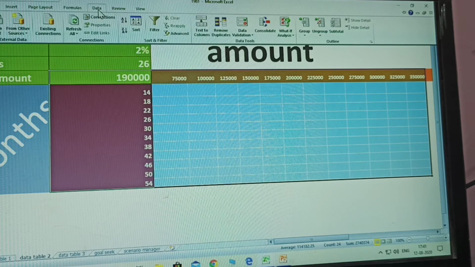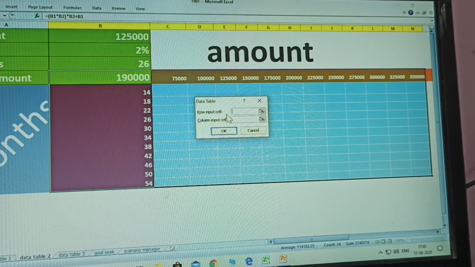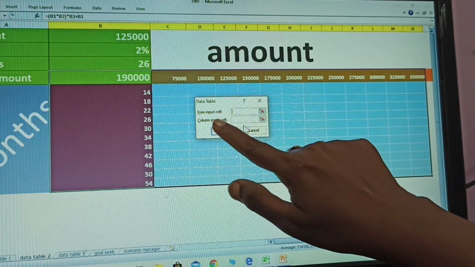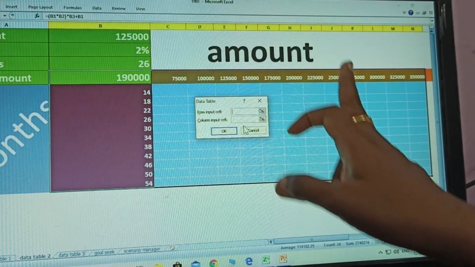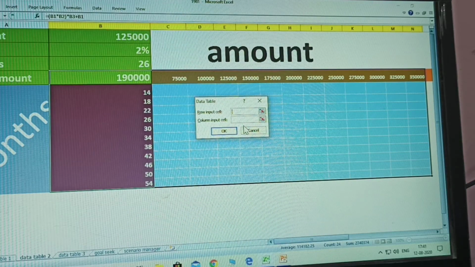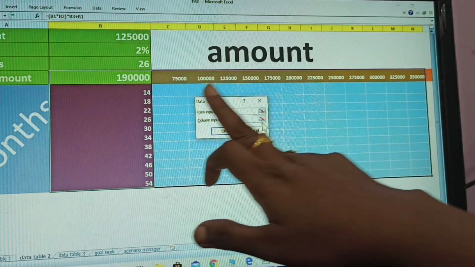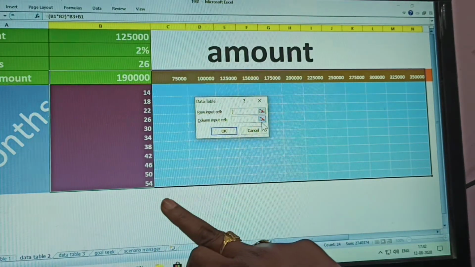Now go to the Data menu. There select What-If Analysis, then select Data Table. Here, Data Table. Row input cell, what is it? Column input cell, what is it? After clicking Data Table, one dialog box comes. There, what is given to rows and what to columns? Rows means these are all amounts. Columns means all are given months.